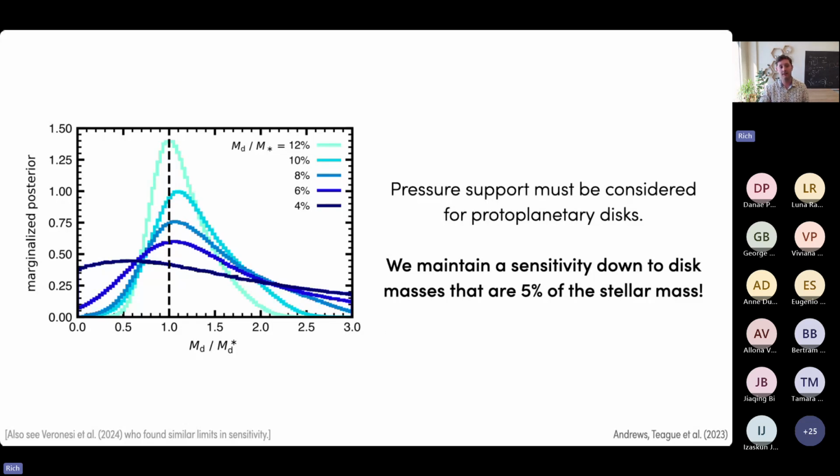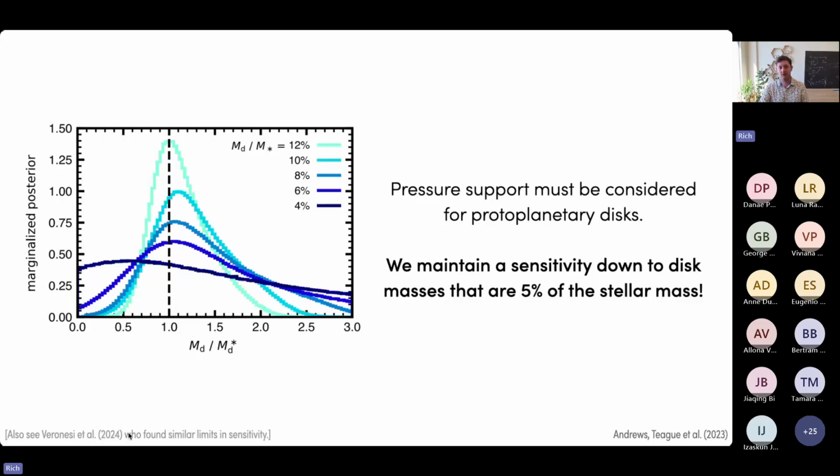So that's what I'm showing you here. This is work from Sean Andrews that did one of these systematic studies, showing you basically the inferred mass of the disk relative to the true mass of the disk. And with the different colored lines, the disk mass relative to the star mass. And so you can see as you get above 5%, you get a pretty tight posterior, where you're getting both an accurate and a precise measure of the disk mass.